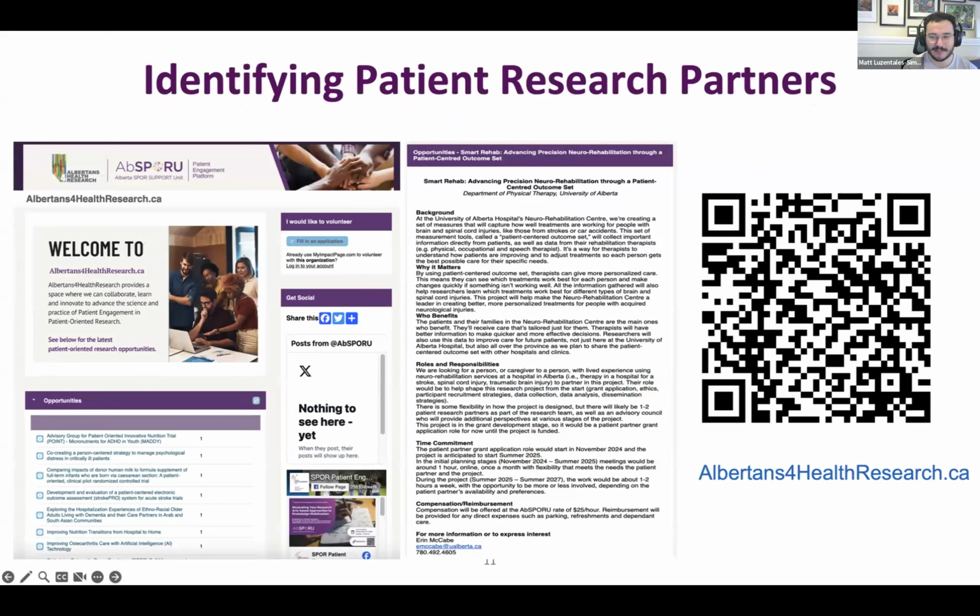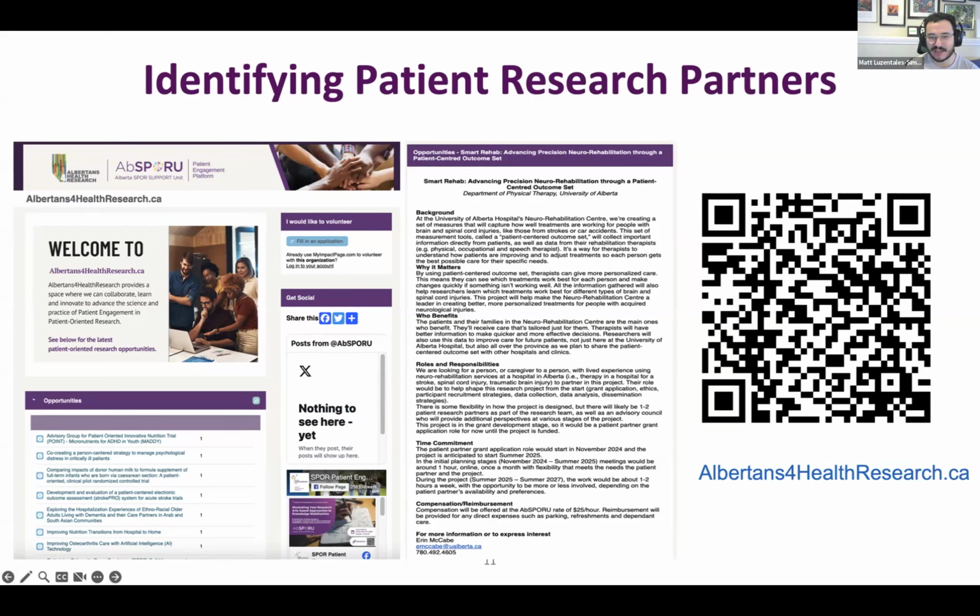Okay, so I talked a little bit about why it's important to include patient research partners and include them early and often. But some of you might be thinking, especially if you haven't worked in patient-oriented research or done a patient-oriented research project before, well, how do I find patient research partners that want to join my project? So, first I would say is come to us for help if you need it.